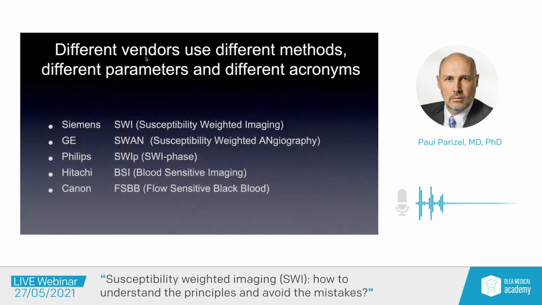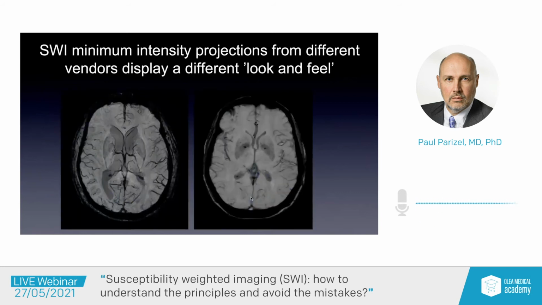Now, different vendors use different methods, different parameters, and different acronyms. SWI has become the hallmark of Siemens. General Electric uses SWAN, susceptibility weighted angiography. Philips uses SWIp, with a small p standing for phase. Hitachi uses blood-sensitive imaging, and Canon uses flow-sensitive black blood. There may be other acronyms that I'm not aware of, but just know that the sequence is different with every vendor, and the name is also different with every vendor.